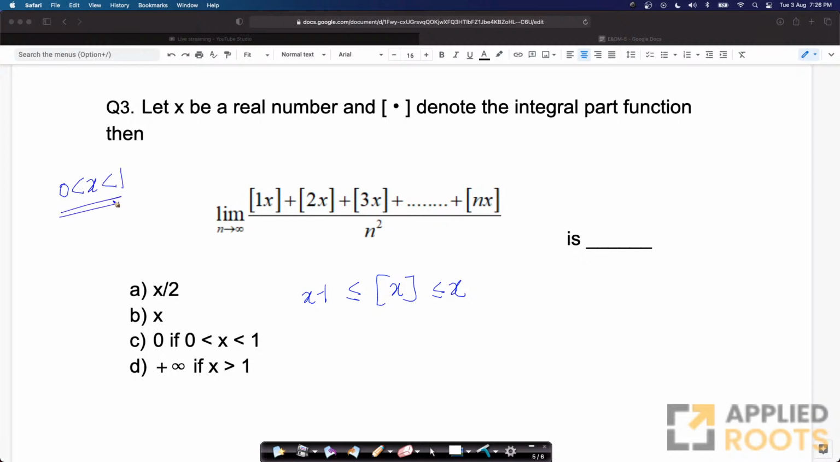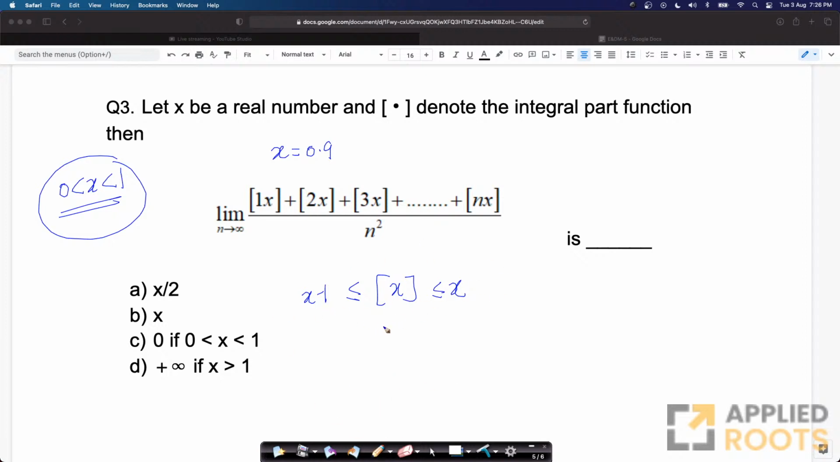If x lies between 0 and 1, let's just take an example. If x is, let's say, 0.9, right? So this lies between x minus 1 and x. This value is 0, we know that. So this lies between 0.9 and 0.9 minus 1, which is minus 0.1. Yeah, so this also holds true, right? Again, I'm just trying to see if I have made a mistake somewhere. So let's go through this.